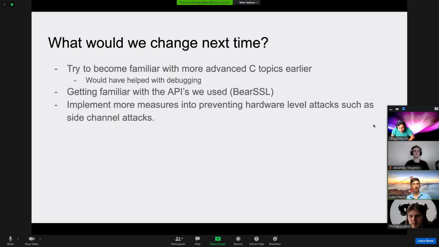And finally, if we were to not be virtual next time, we would have implemented measures to prevent hardware level attacks that could be used against us if the embedded device that we were working on had not been emulated, if it had actually been physical and real.